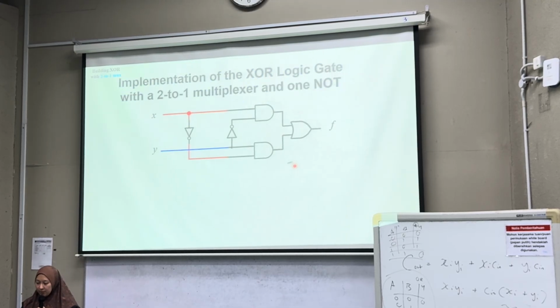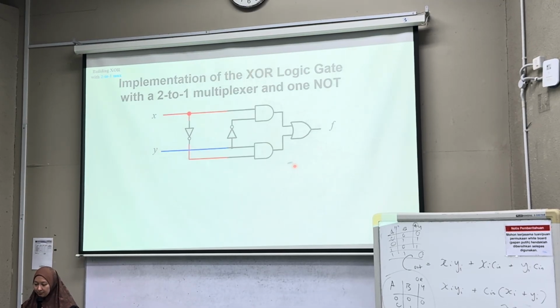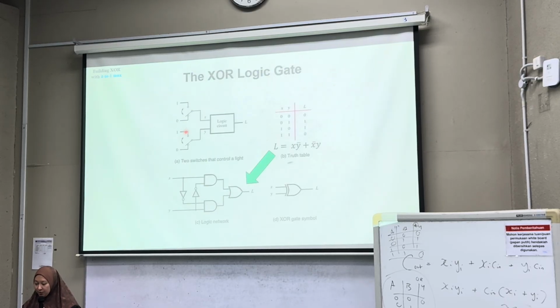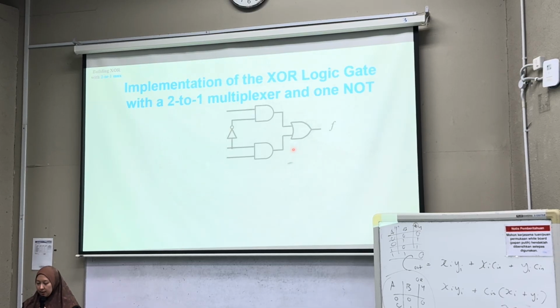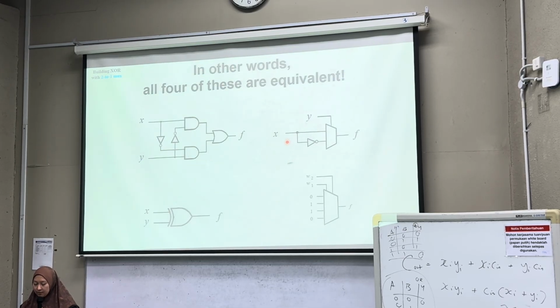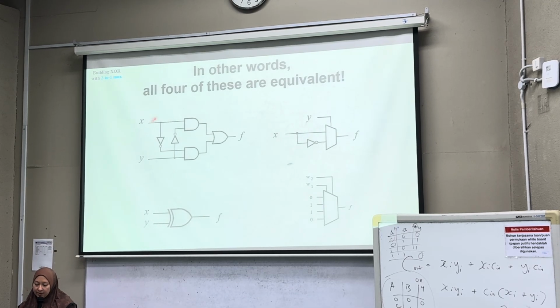Here is when you use another NOT gate, because as I showed you just now, I need to complement each of the X and Y. In other words, all these four are equivalent. We've got this XOR logic gate, and from here, this is my circuit using a 2-to-1 mux with an additional NOT gate. This is a graphical symbol of the XOR gate using a 2-to-1 mux, and this is a 4-to-1 mux that can implement an XOR gate. Remember?